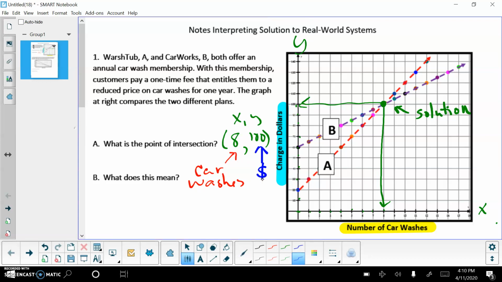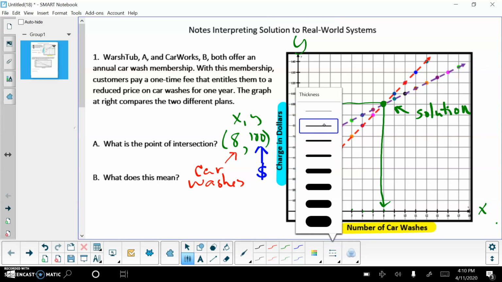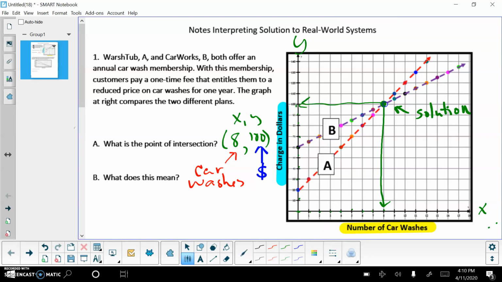And then when I write what it's about, I can notice that that spot is the one spot that both of those lines share. That's why it's a solution, where they cross. So it's the one spot that they have in common. And what that means is that for 8 car washes, both places charge $100.